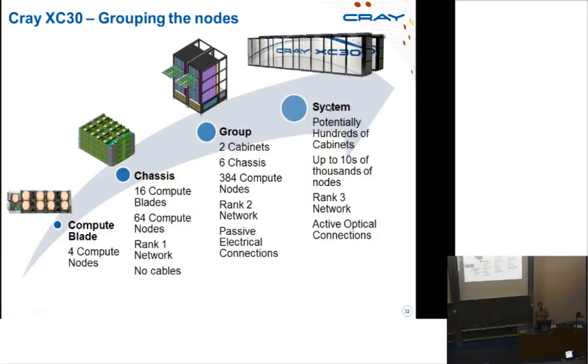So if we go back and look at how these groupings happen, individual compute blades are connected via the Aries. The chassis is effectively part of the rank 1 network. The intragroup is rank 2, and the whole system is connected via these active rank 3 optical connections.